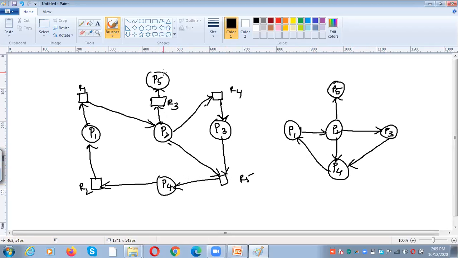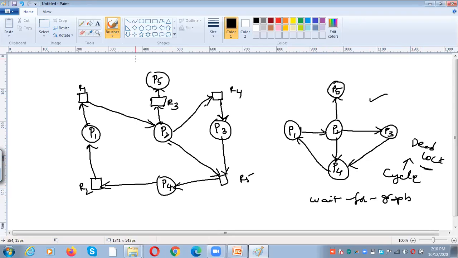Now we need to talk about P5. There is only one incoming connection, P2 to P5. So P2 to P5 is done. So we are done with P1, P2, P3, P4 and P5. This is called a wait-for graph. If there is a cycle, then we can say that a deadlock is detected.